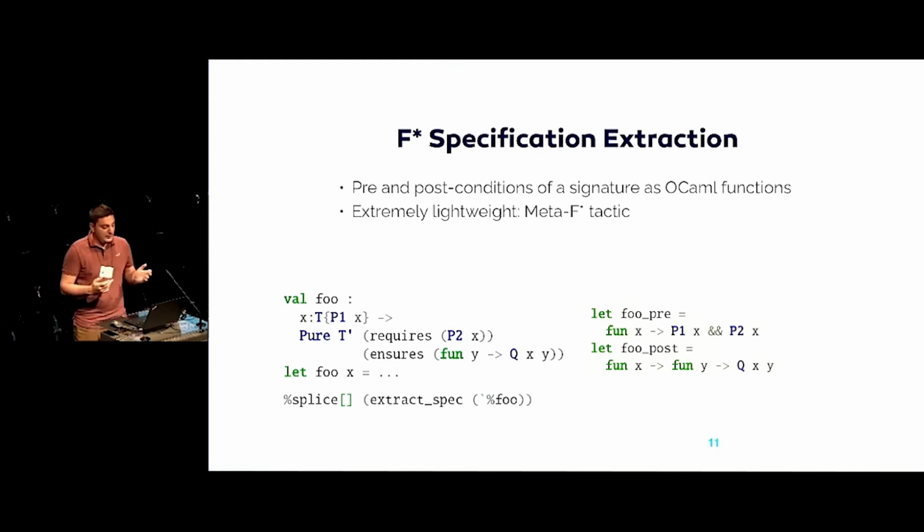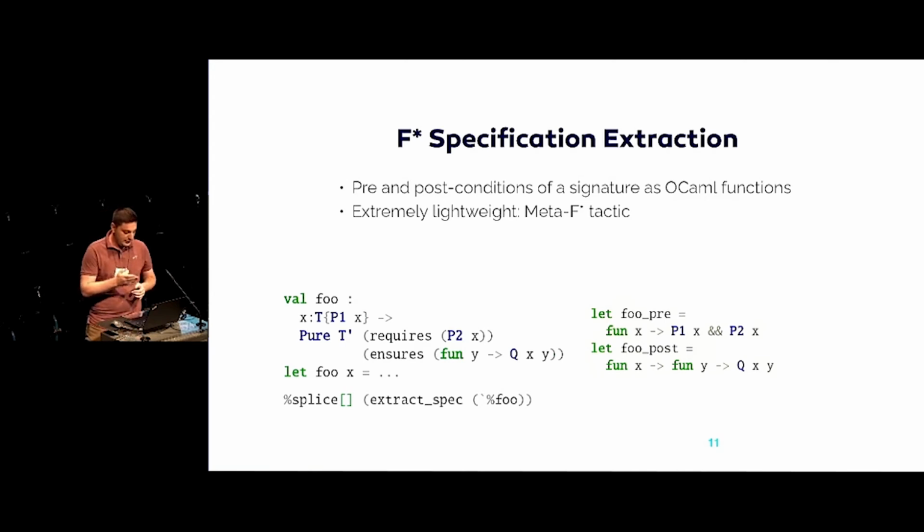We say that it's extremely lightweight because it relies on the Meta F star metaprogramming framework, meaning that our tool is just an F star tactic. So here we have a very simplified example in which on the left we have a function foo in F star, the signature, that has two preconditions. One, which is implicit in the type of the argument as a refinement, P1, and the second precondition, P2, explicitly in the requires clause of this function, and a postcondition Q.